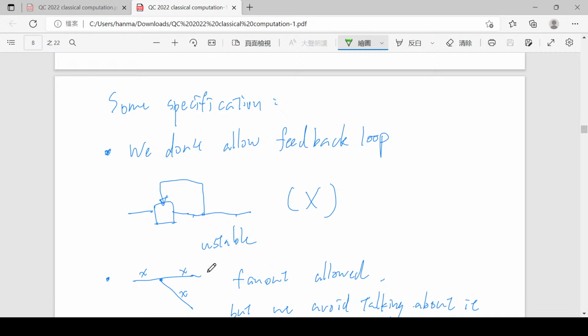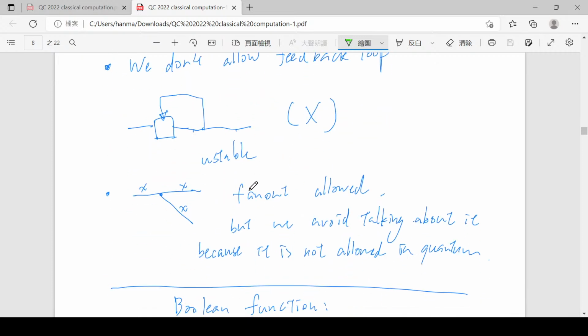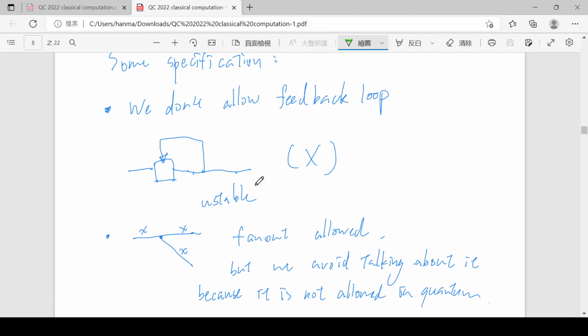And because this can be unstable, if you want to analyze this kind of system, you need to take another course, like systems and signals, where they analyze feedback loops. Okay, so we don't allow this in our circuit model.